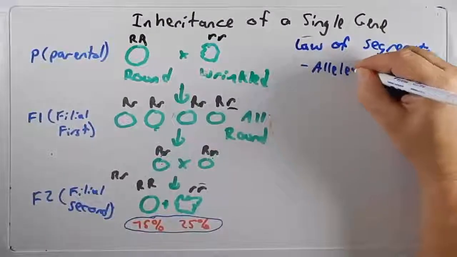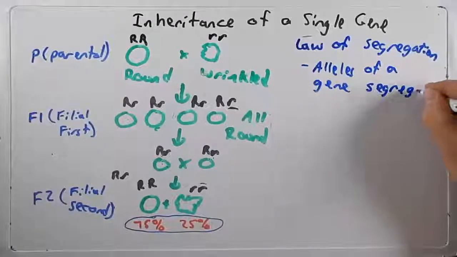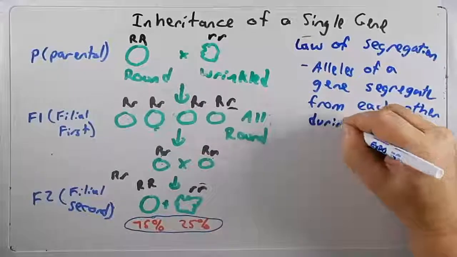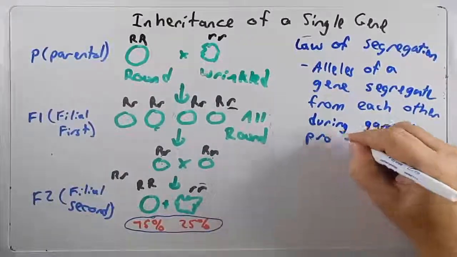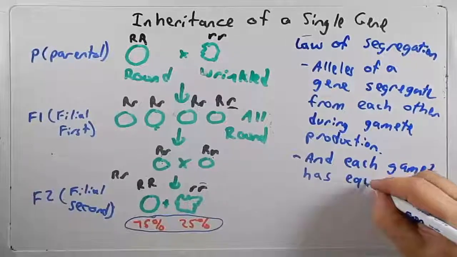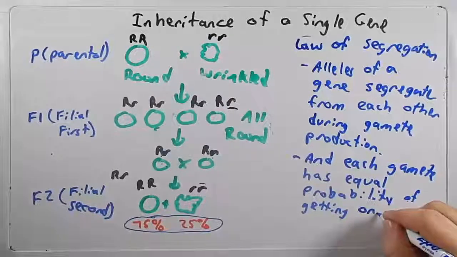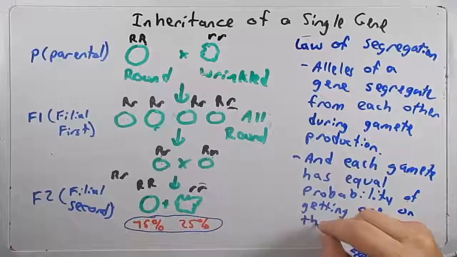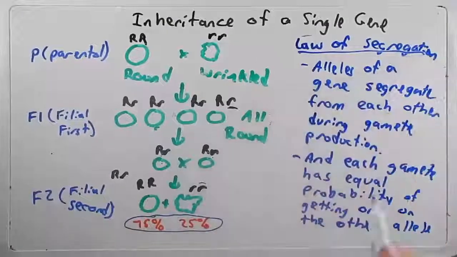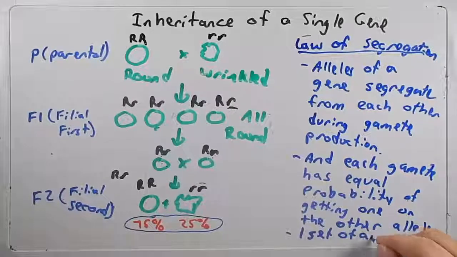Alleles of a gene segregate from each other during gamete production, and each gamete has equal probability of getting one or the other allele. It's important to remember that with the law of segregation, we're only talking about one set of alleles.